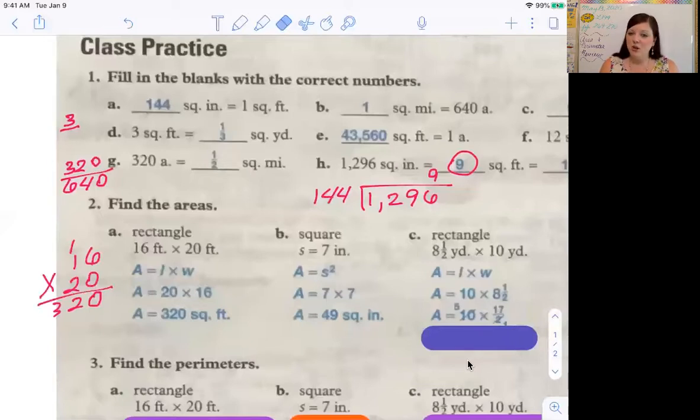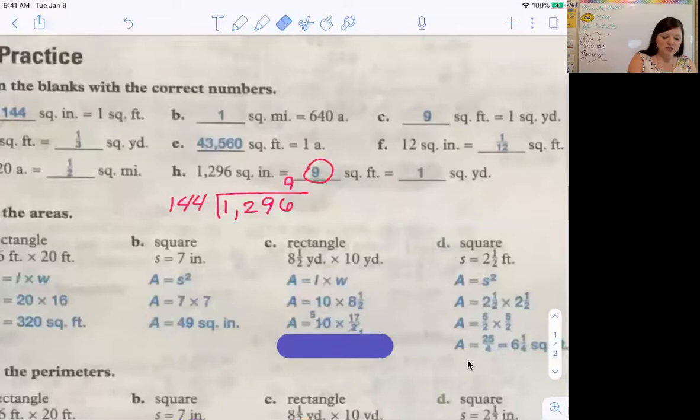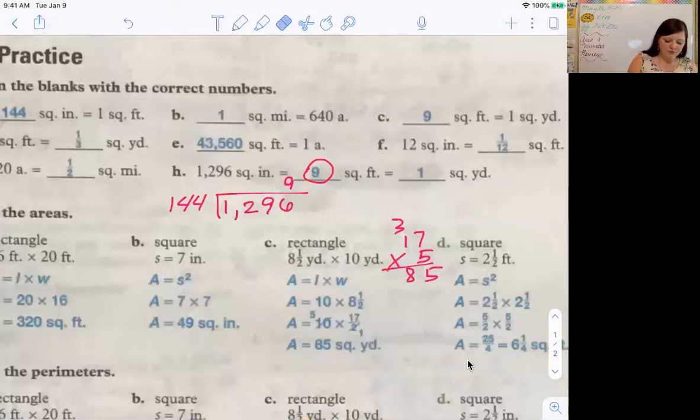Multiplying fractions is no problem. Top times top, bottom times bottom. 17 times 5, we probably don't have that one memorized, so let's go out to the side and work that out. 7 times 5 is 35, carry the 3. 1 times 5 is 5, plus 3 makes 8. 85. 85 square yards. Square yards must be there in order for the answer to be correct.